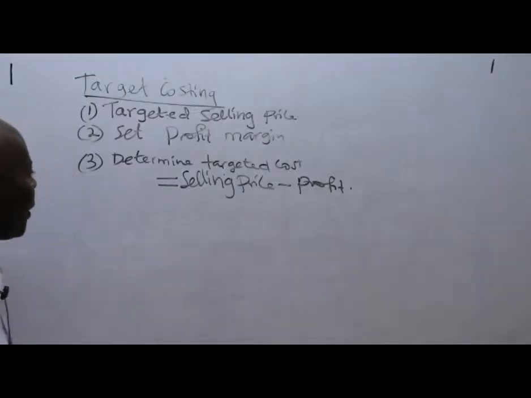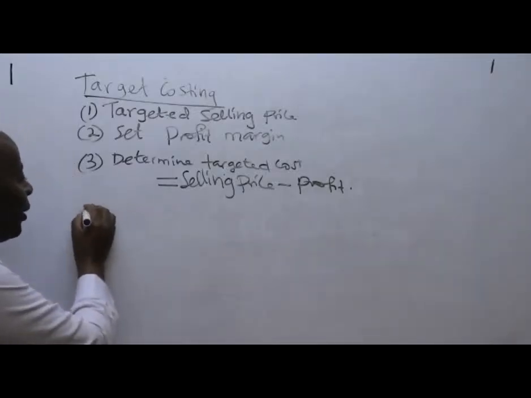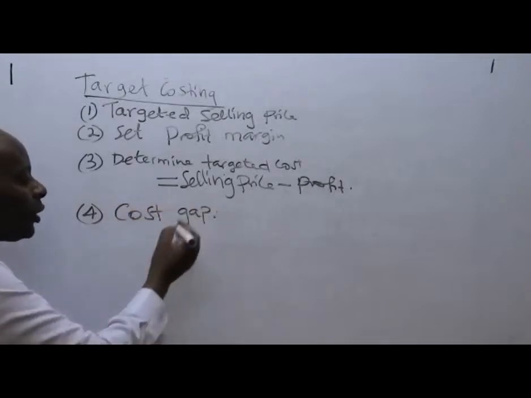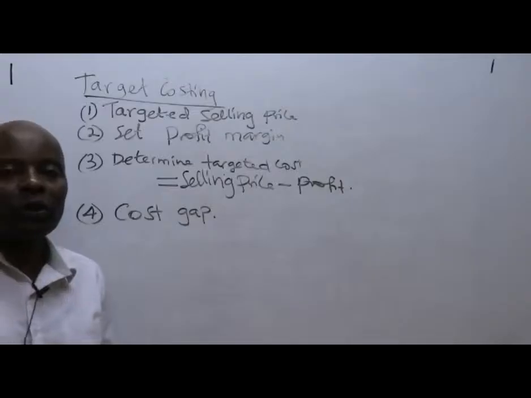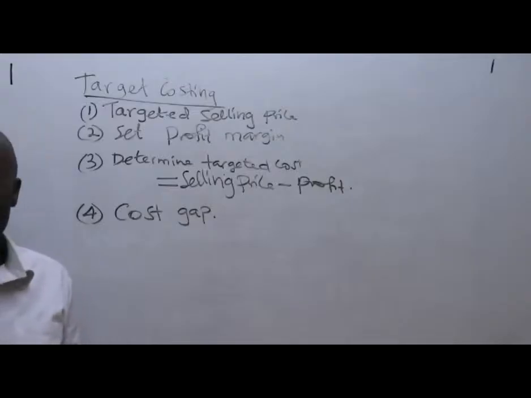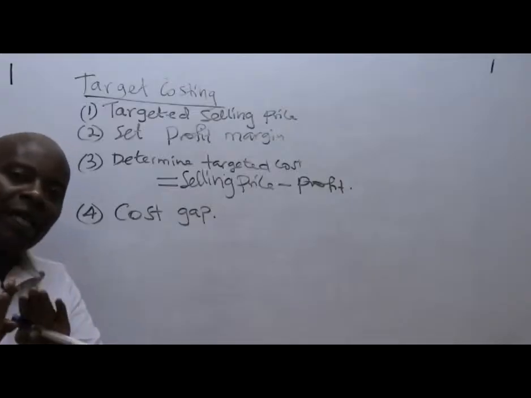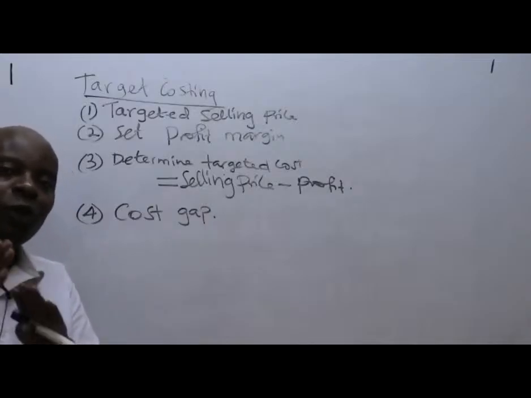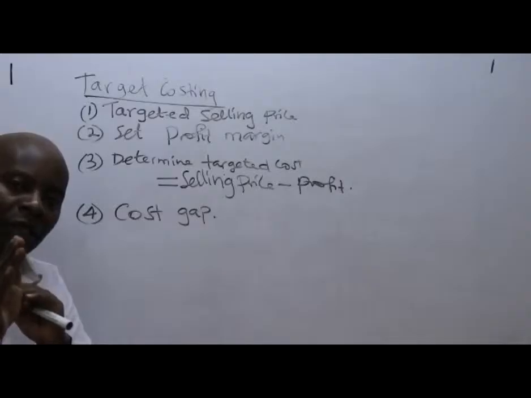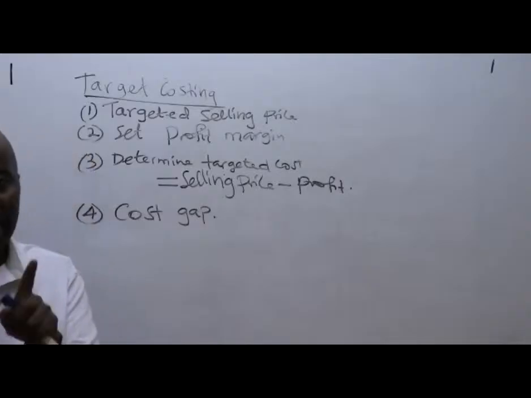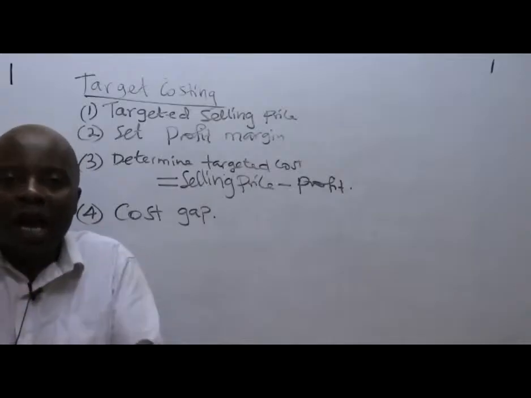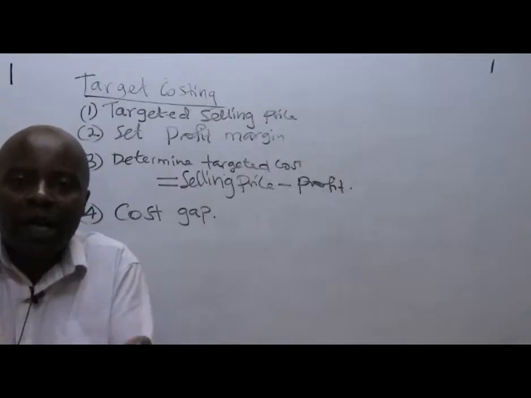And then now, ladies and gentlemen, lastly, you will come and give us what we call the cost gap. So those are basically the steps that you need to go through to be able to get a targeted cost. Ladies and gentlemen, remember our targeted cost is the cost that we plan to incur to produce our products here.